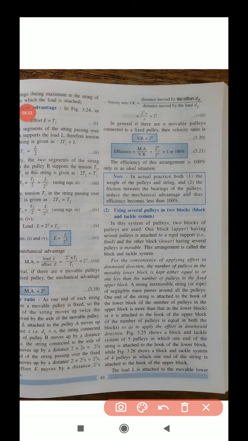Very interesting students, it is very important, and I will show my note and explain there. And students, this thing you must remember: for convenience of applying effort, effort is always in the downward direction. I told you that if you give the force in the downward direction, that is very easy. So for this convenience, just remember this: the number of pulleys in the movable lower block is kept either equal to or less than the number of pulleys in the fixed upper block.